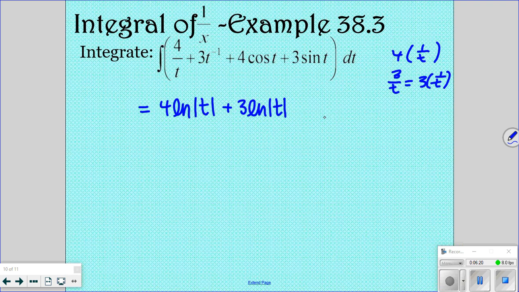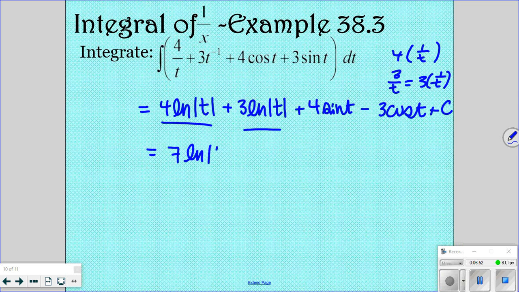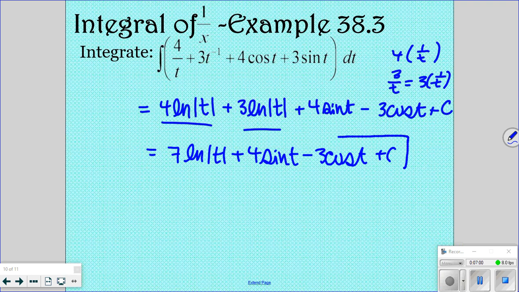For the next one, I'm going to guess that it is 4 sine of t. Is the derivative of sine cosine? It is, so the sine stays as it is. For this next one, I'm going to guess that it's 3 cosine of t. Is the derivative of cosine positive sine? No, so I need to change the sign in front of it so that it makes it work. And then we have plus c. However, these two terms can be combined because they're both ln of the absolute value of t. So we really have 7 ln of the absolute value of t plus 4 sine of t minus 3 cosine of t plus c for your answer.